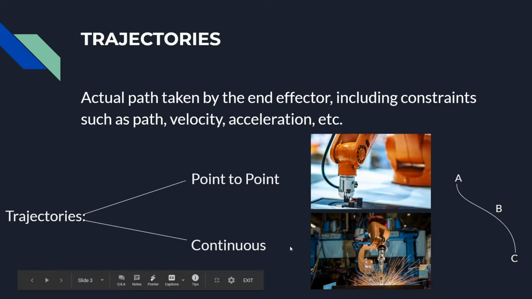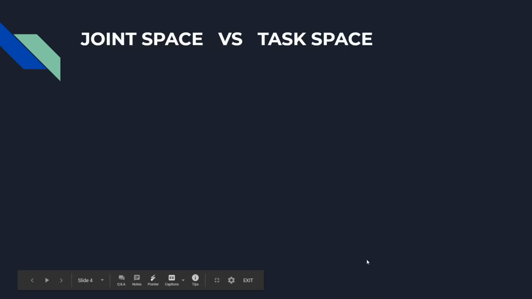Whereas continuous, we would really care about the path that they're taking. And for that, we'd actually have to do the inverse kinematics for every single point in between, as many points as possible. So it would be very, very slow, but it would be necessary for things like welding and stuff like that.